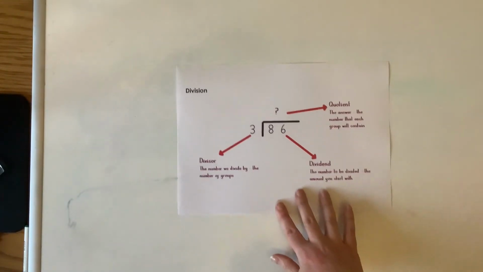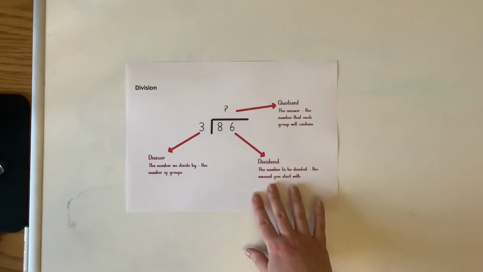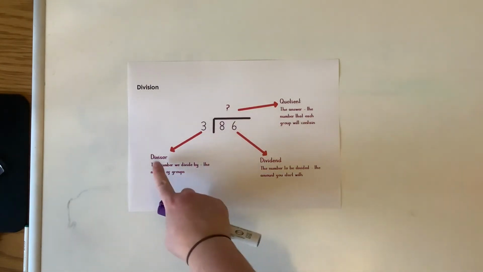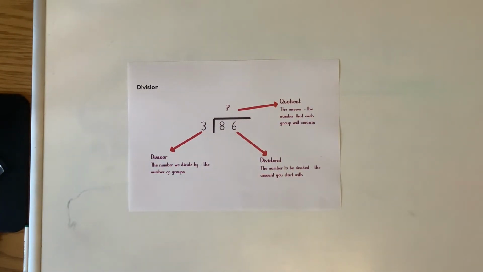Okay, finally, we are going to just recap division. It's really important that we recap the vocabulary and make sure that we understand what the different parts are. So this is representing 86 divided by 3. The dividend is 86. That is the number that's to be divided, so the amount that you have to start with. The 3 is the divisor, so the number that we are dividing by, so the number of groups. And then the answer is the quotient, and that is the number that each group will contain.